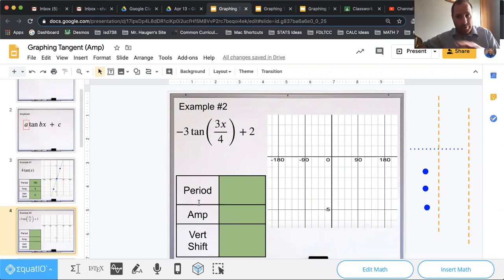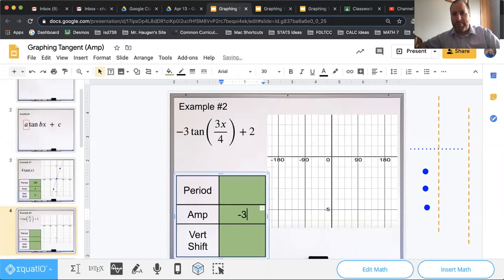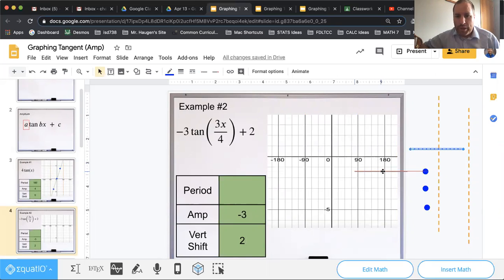Two of the things are super easy to pick out. Amplitude is -3, so we'll talk about what that means. All that's going to do is flip the graph over. That's all it's going to do in this one, so don't be too scared of that. Vertical shift is 2, that's what's being added here. So I'm going to go ahead and put my vertical shift in there right away. Vertical shift is up 1, 2.